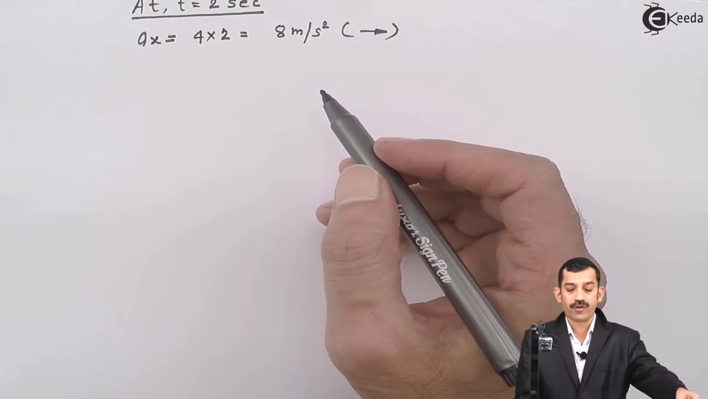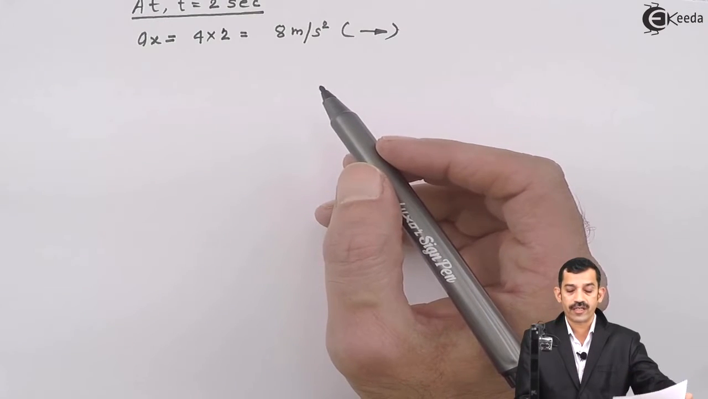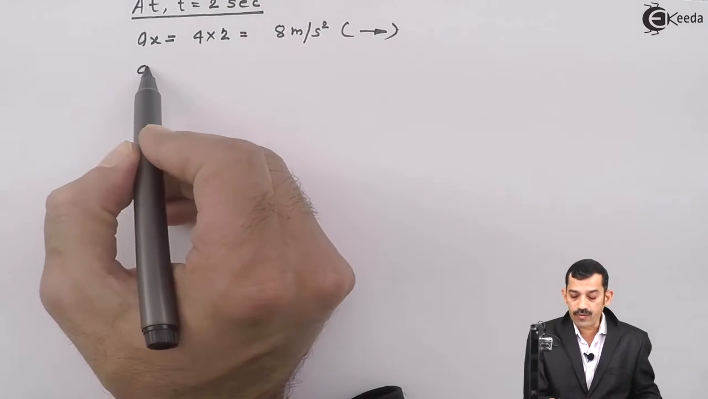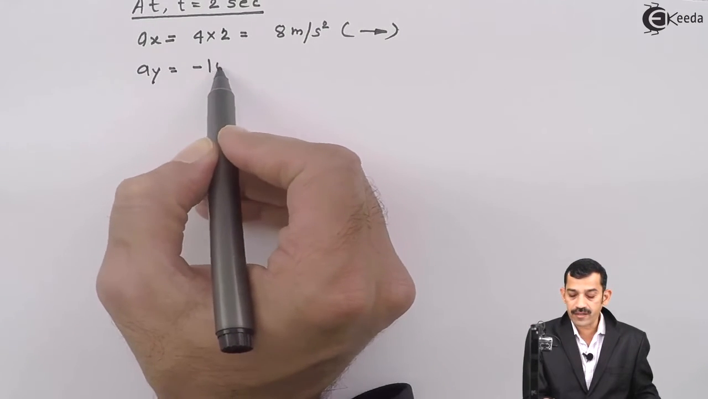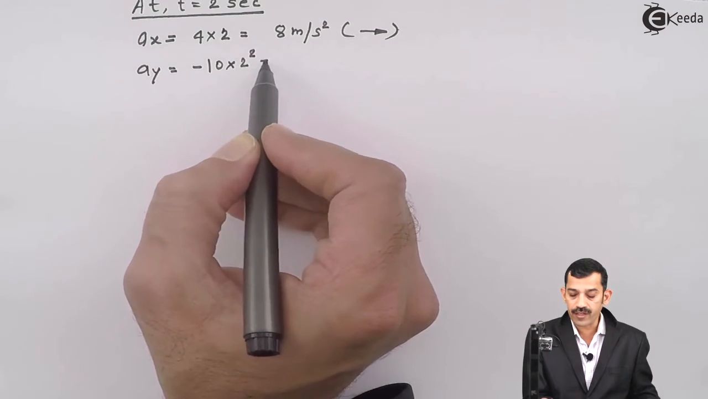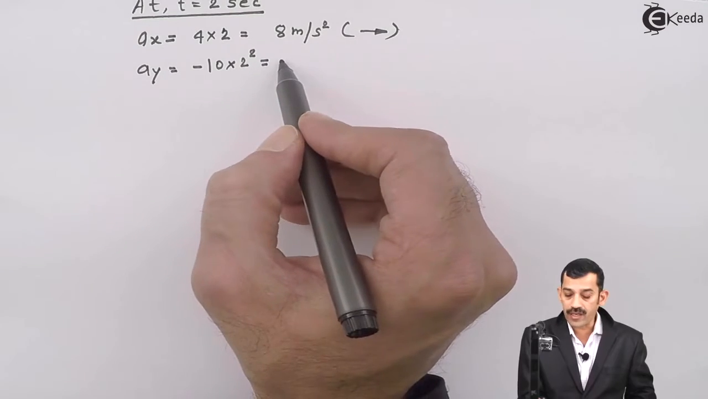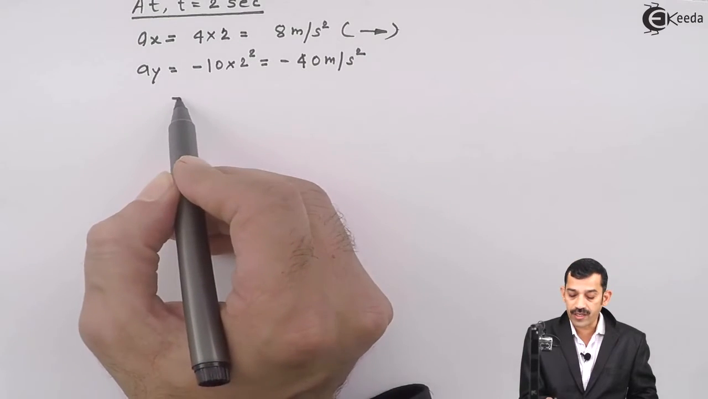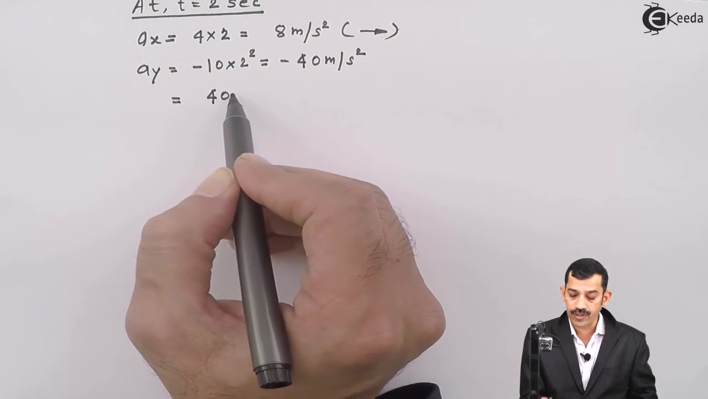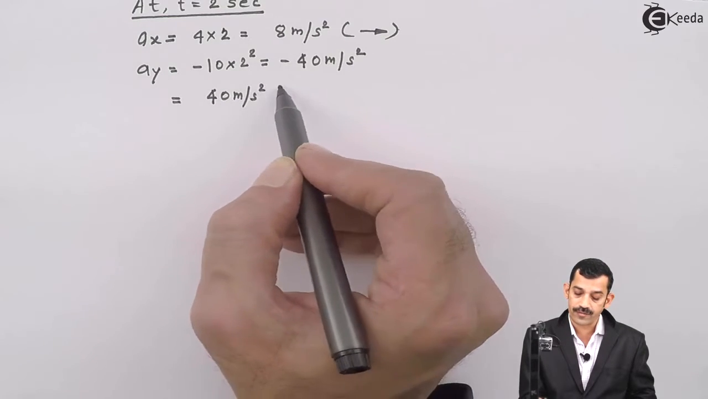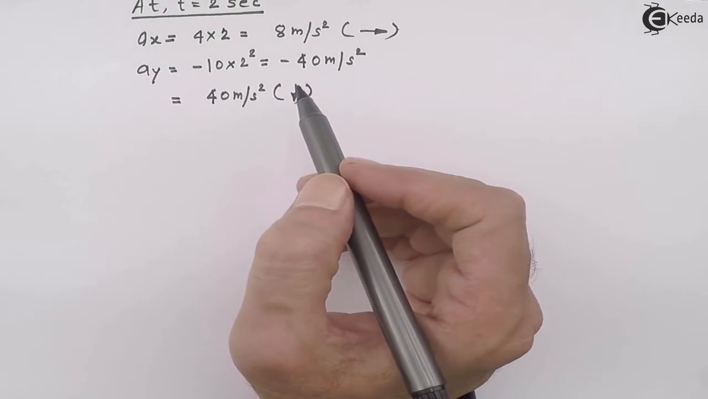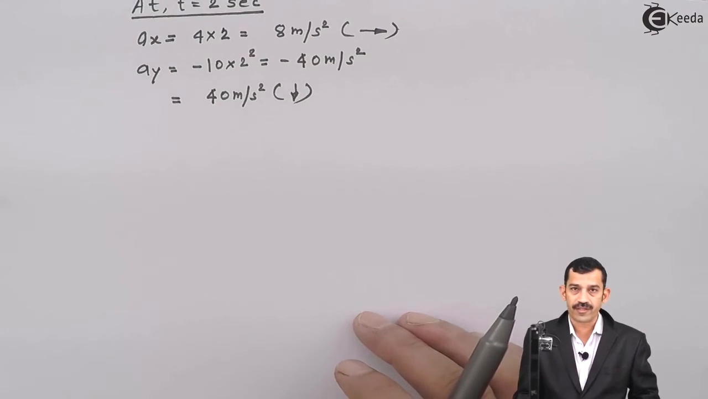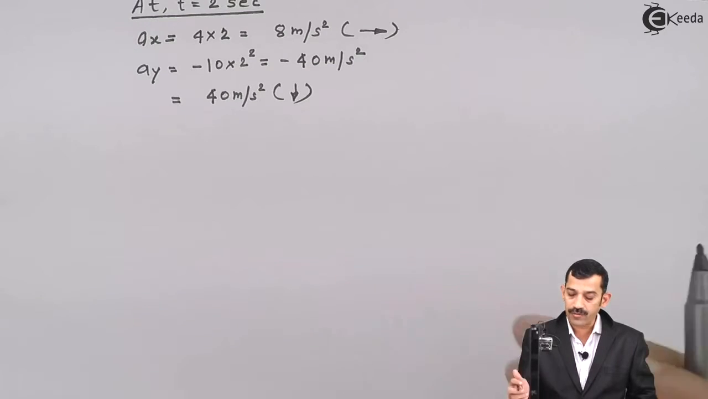Similarly, if you want to find ay, we'll substitute again t equal to 2 seconds in the equation of ay. ay equals minus 10 t square, that means 2 square. Therefore, this value comes out to be minus 40 meters per second square. As we are getting a negative answer, what does it represent? 40 meters per second square, direction downward. So ax is 8 meter per second square, and ay is 40 meter per second square.